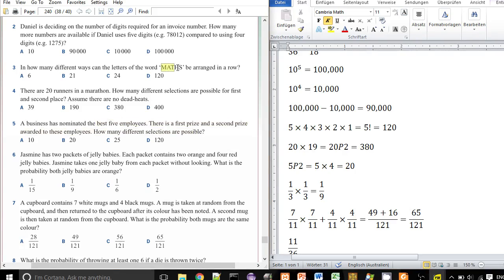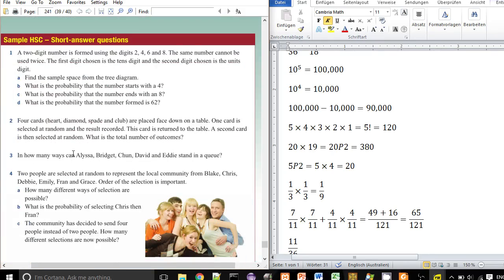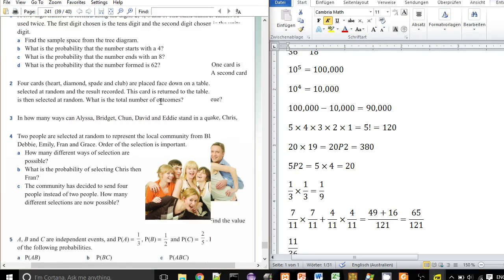Oh, this one, maths. Okay. There's 5 times 4 times 3 different orders, just for each letter. So it's actually the same question. It's the same thing, 5 times 4. So the answer is 120. Sorry, I just really wanted to know where it was from.